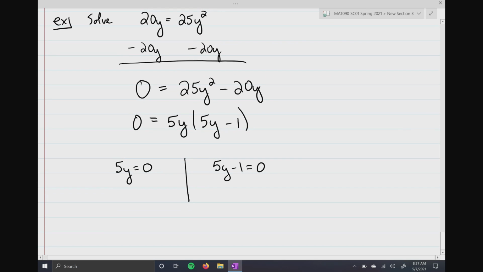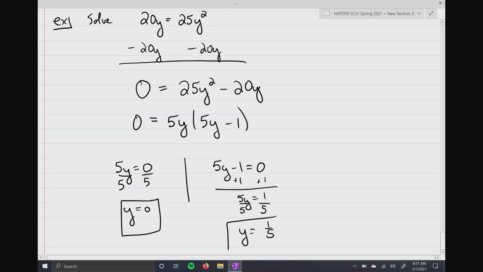And what's nice about this, they're like two little mini problems. And you just solve them independently. So for the first, we divide both sides by 5. And that gives me y equals 0. And then for the second, you add 1 to both sides. And then you divide both sides by 5. To give you y equals 1/5. Okay, are there any questions there?